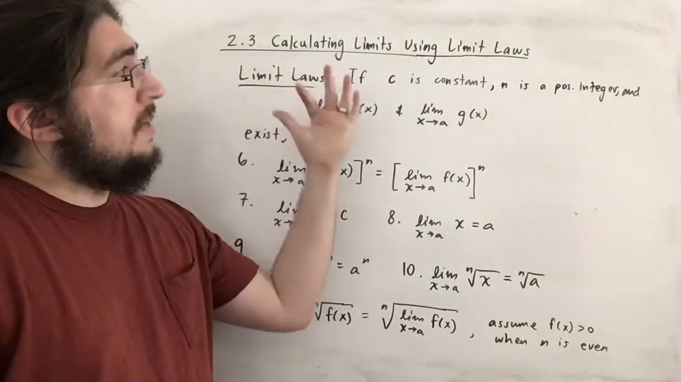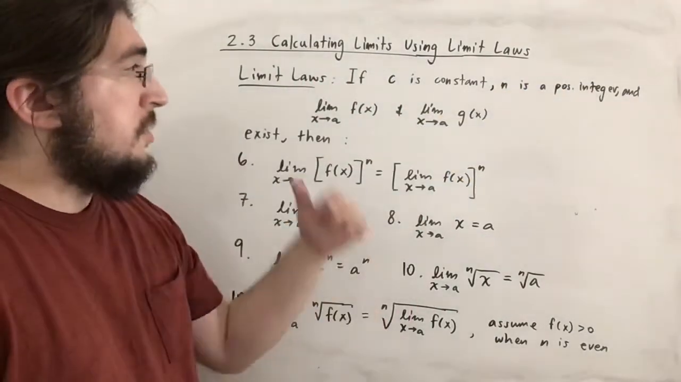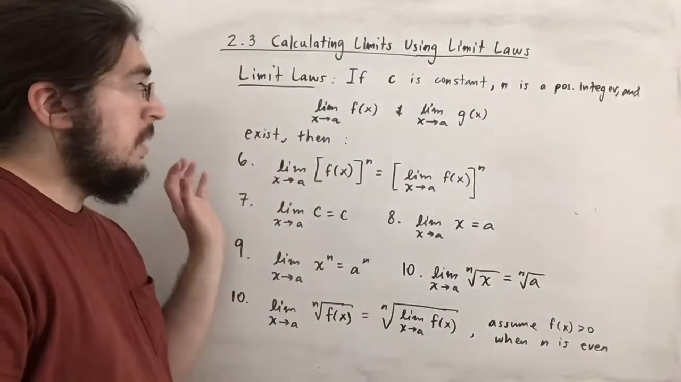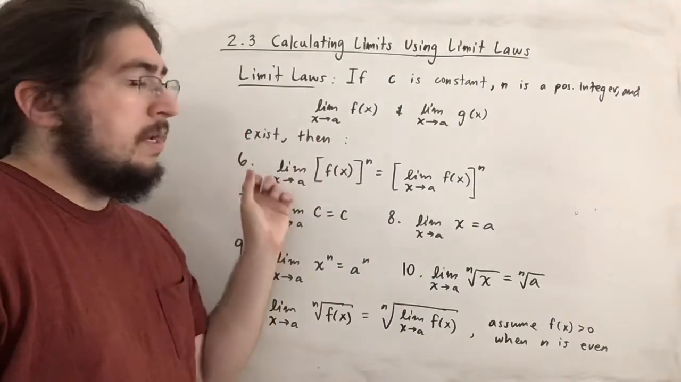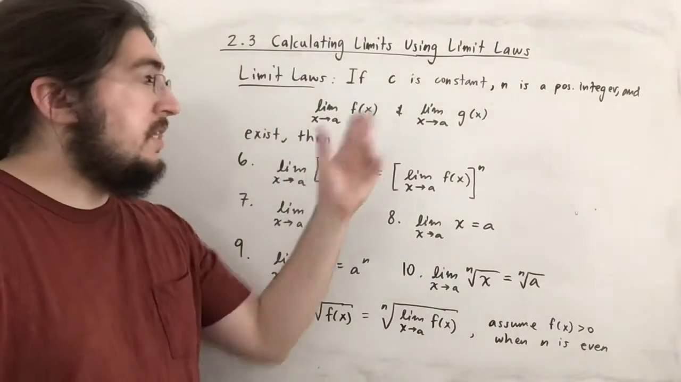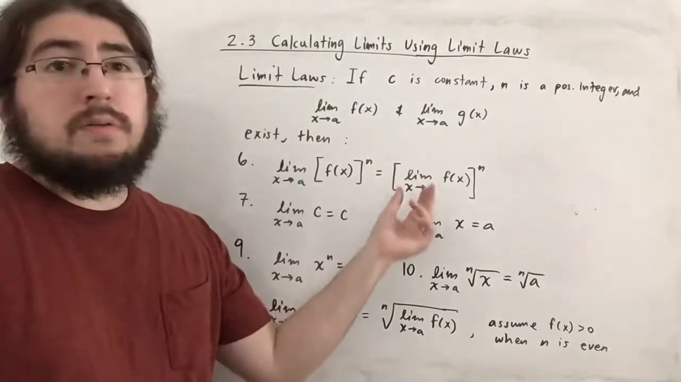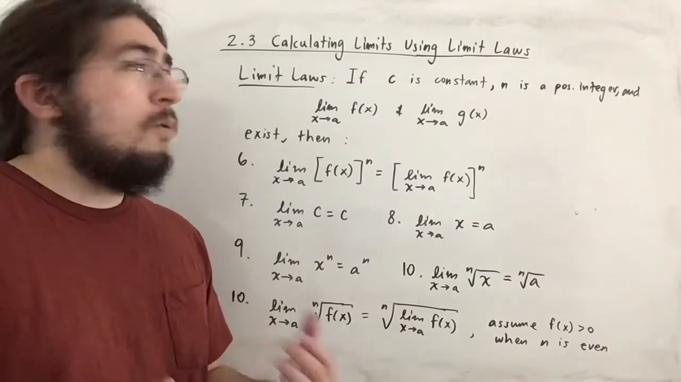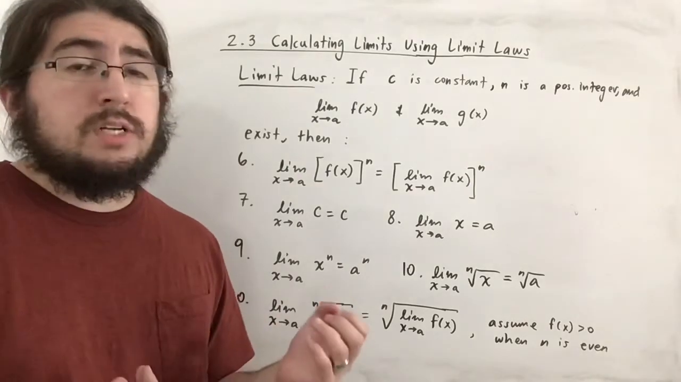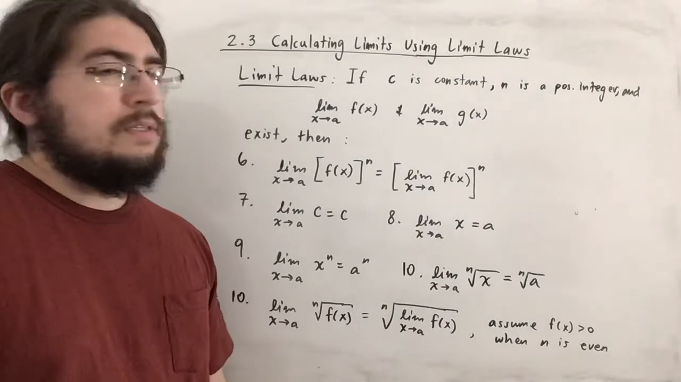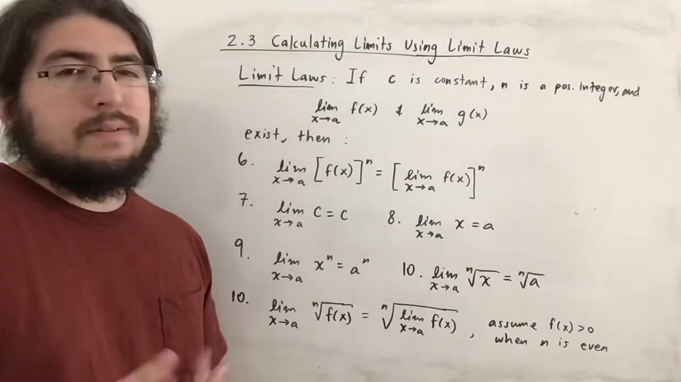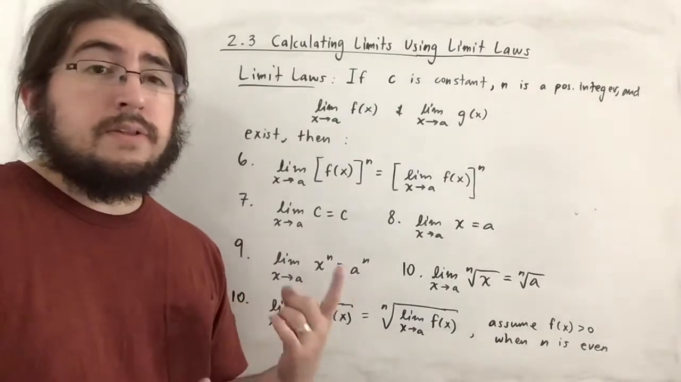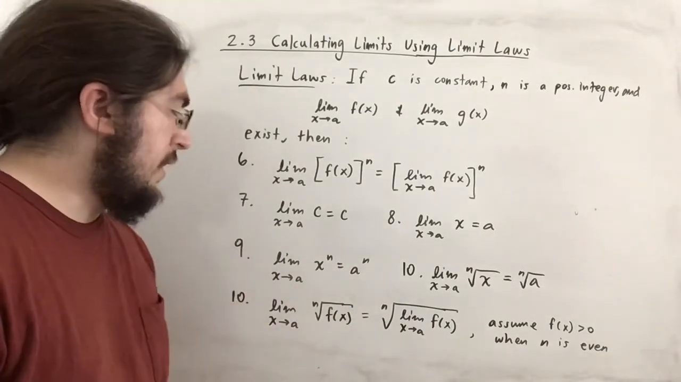So notice I say if c is a constant, n is a positive integer, and then the limits like we had before exist, then the following are true. So 6 says that the limit of a positive integer power of f of x is equal to the power of the limit. Now, by the way, positive integer just means positive whole number. The word integer means positive, negative, or 0 whole numbers. So no fractions, basically. I mean, well, 3 is technically a fraction. When I say fraction, I mean something where the denominator isn't 1. But, you get the idea, hopefully.